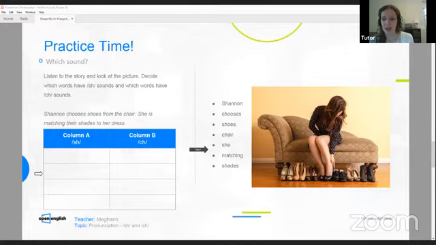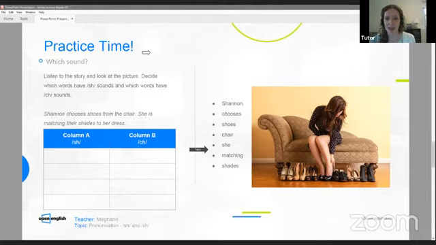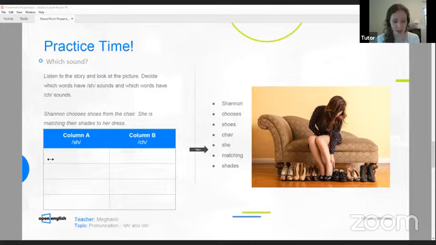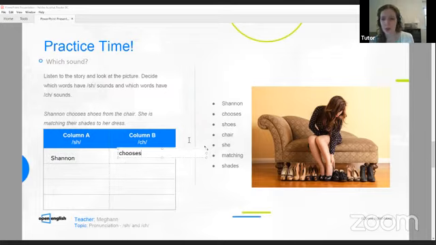Okay. Alessandra says that Shannon is an SH sound and chooses is a CH sound. Excellent, Alessandra, you are correct. Shannon has the SH sound, Shannon, and chooses is the CH sound, chooses. What about other ideas? Shoes, chair, she, matching, shades, envía tus comentarios. Do you hear the SH or the CH?